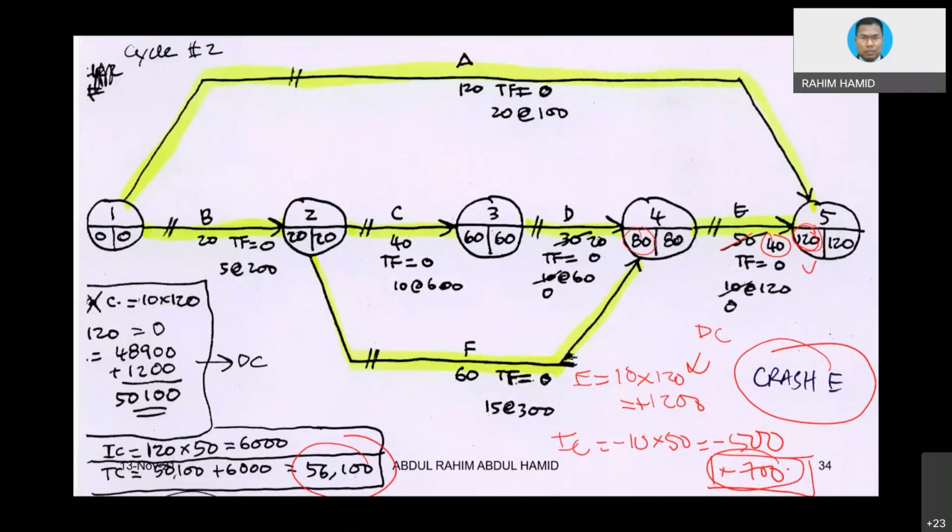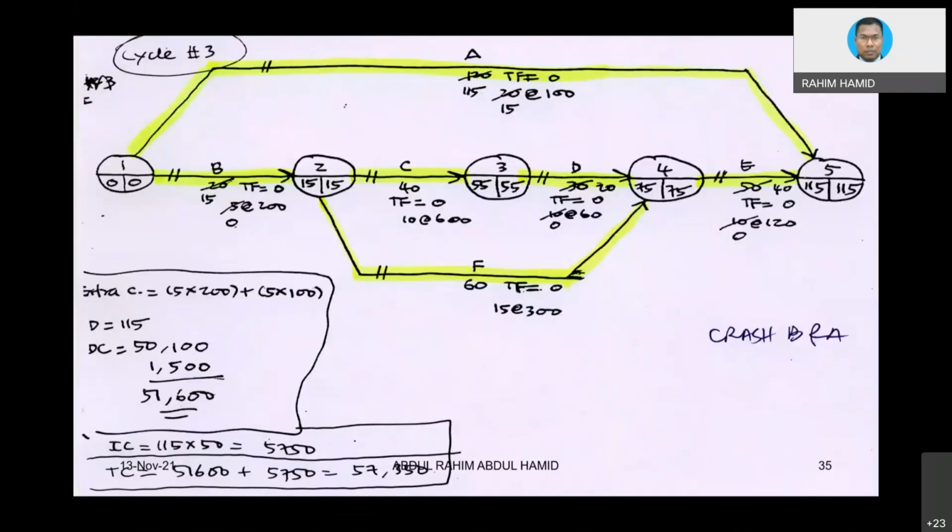And you notice that after cycle number 2, it looks like all the activities now become critical, but D and E cannot be crashed anymore. So it looks like A, B, C, and F are the only things left. So what's next? Let's go into the next cycle.